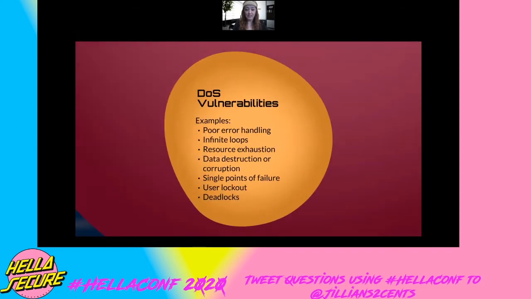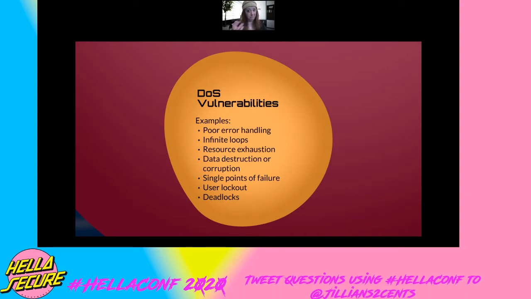Let's see. Denial of service vulnerabilities, and rightfully so. Most pen testers don't test for denial of service vulnerabilities, and most tools aren't going to test for it because they don't want to break stuff. But there's lots of different ways this can happen. Poor error handling, infinite loops, any sort of resource exhaustion, data destruction or corruption, single points of failure, user lockout, and deadlocks. So lots of things can go wrong at the application level to cause a denial of service, and your tools may or may not pick up on them.